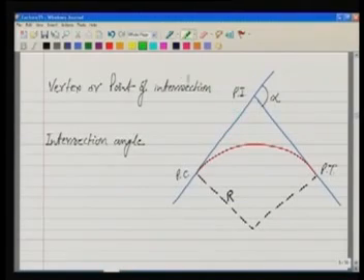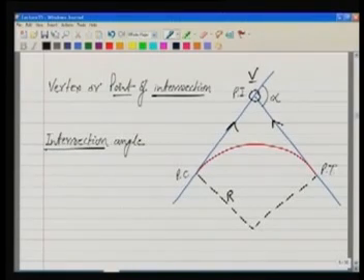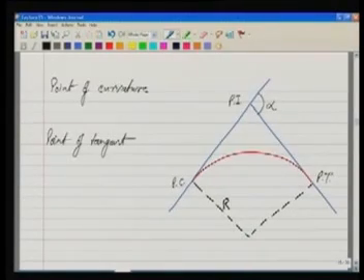The point where these two tangents intersect is the vertex. It is recorded as V, and is also called the point of intersection. Then we define the intersection angle. As you can see, this external angle here is called the intersection angle. We will need this intersection angle later on when we set out the curve.